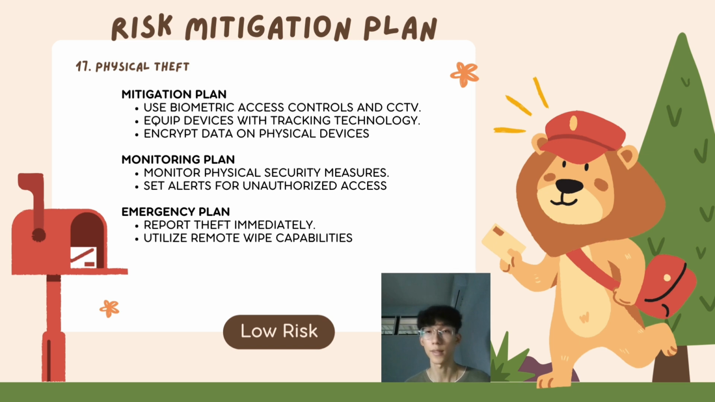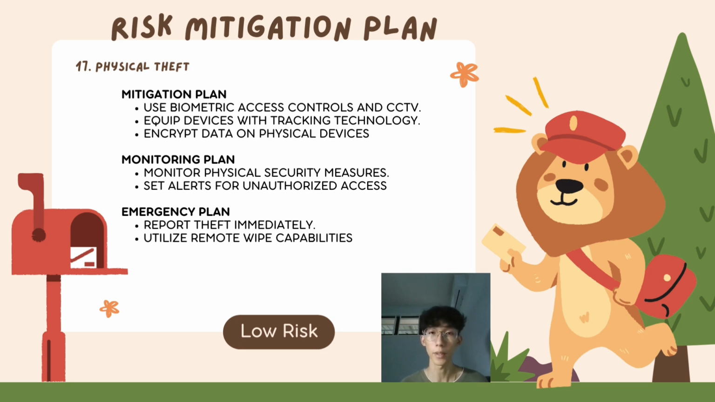And so in order to mitigate the risk of the physical theft, the company could implement biometric access controls and security cameras like CCTV to enhance the physical security measures. The company shall also equip devices with tracking technology, allowing for quick location recovery, and next they could encrypt all the data on physical devices to ensure it remains protected even if the devices are physically stolen.